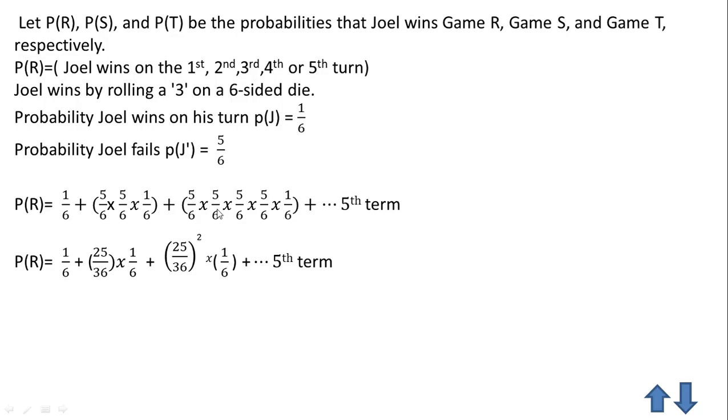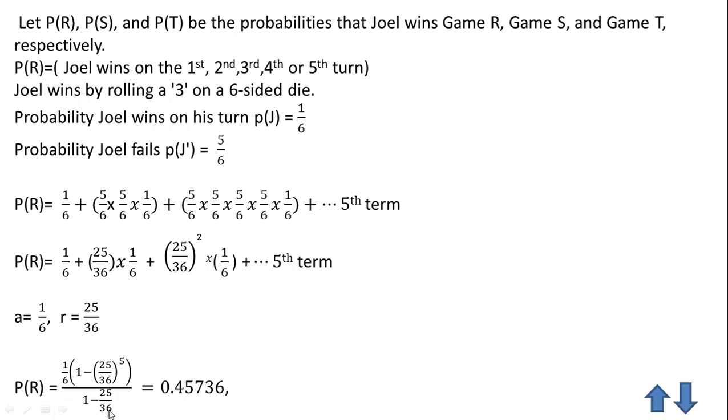And this term will be 25 out of 36 squared. Now this one is forming a GP with the first term 1/6 and common ratio 25/36. We can get it from the formula of a sum of a GP, which is a into bracket 1 minus r power n, over 1 minus r, where n is the number of terms. We want to add them up to the 5th term. That's why there is a 5. So the probability of Joel winning game R is 0.45736.